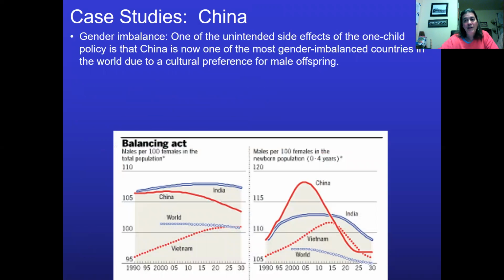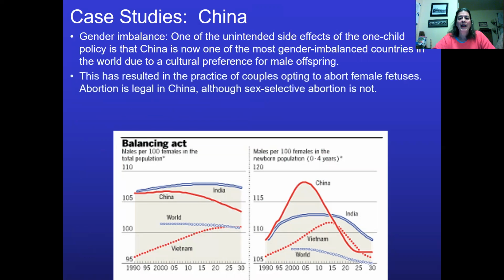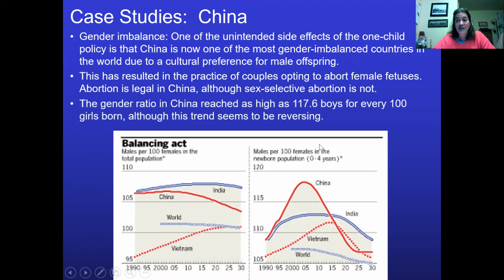The other thing that's happened in China, because boys are also the preferred offspring, and that's changing, is that it became one of the most gender imbalanced countries in the world due to this cultural preference for male offspring. It peaked around 2005, when they had about 117 boys for every 100 girls. And this can lead to a lot of difficulties in your society as those children grow up, because there's not going to be enough women to marry the men. There's a bunch of negative effects of having a gender imbalance in your society. That has changed a lot since that peak in 2005.